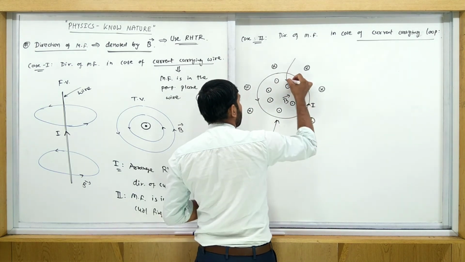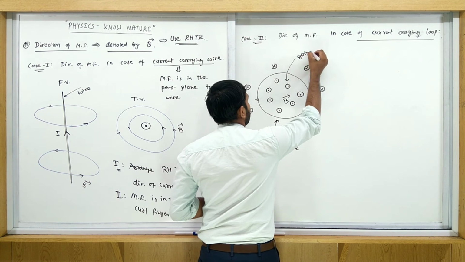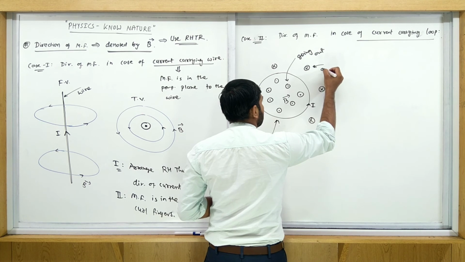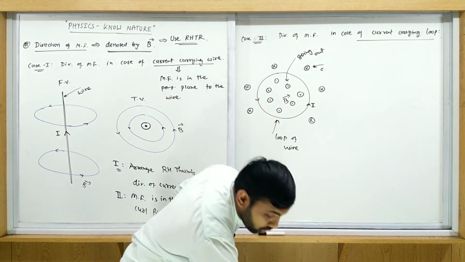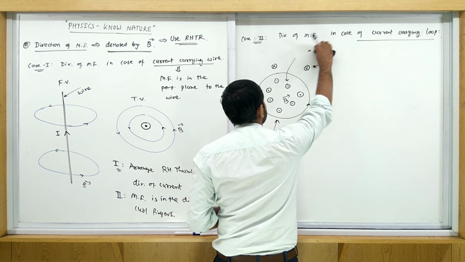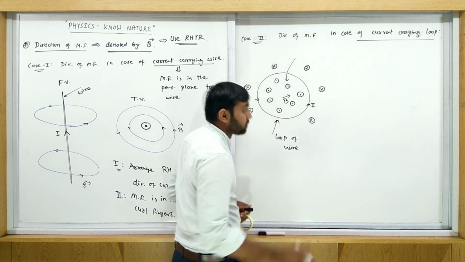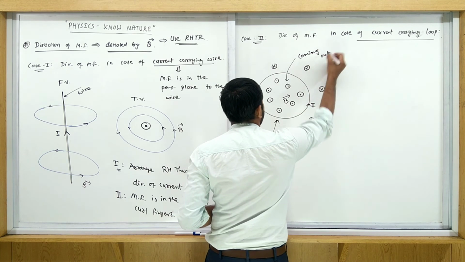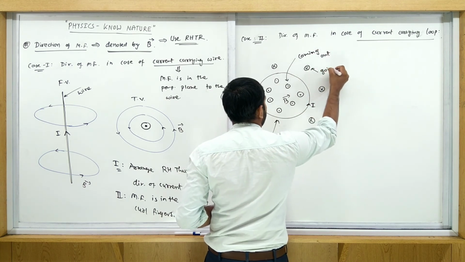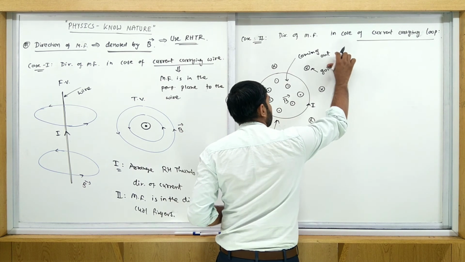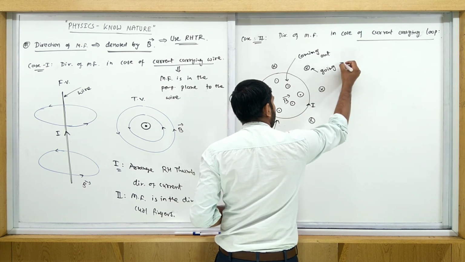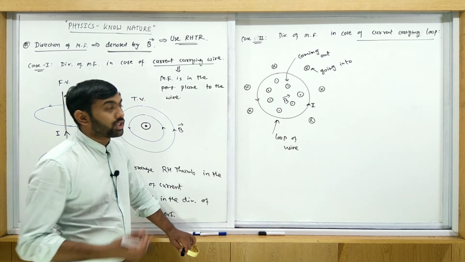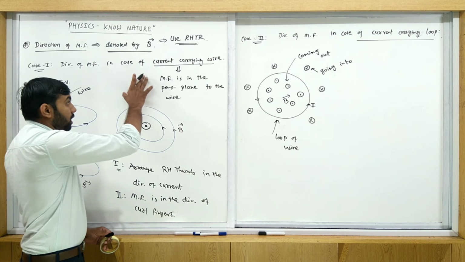Here it's coming out, and in its outside region it is going into. Sorry, coming out and going into. Here it is coming out and here it is going into. So in this way you get the direction of the magnetic field produced by the current carrying wire.